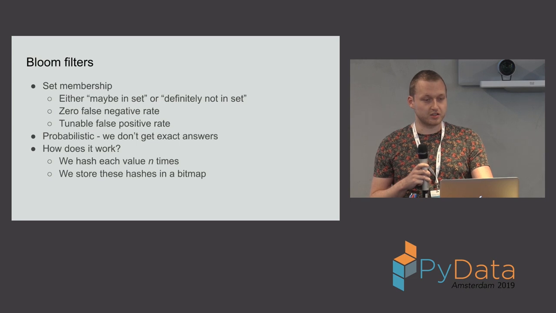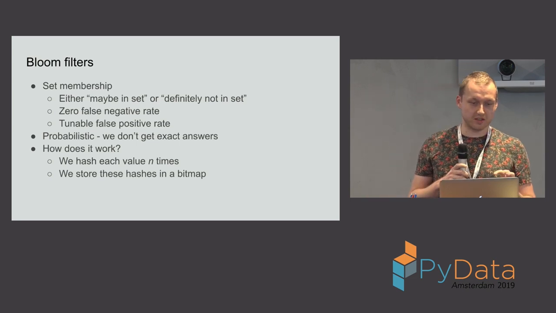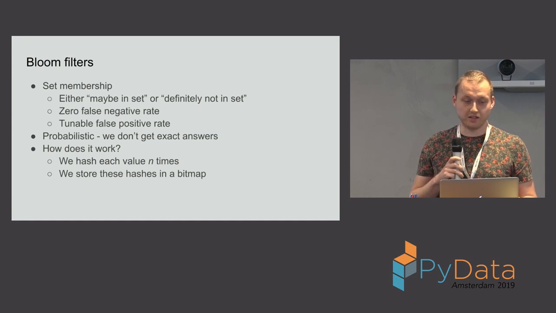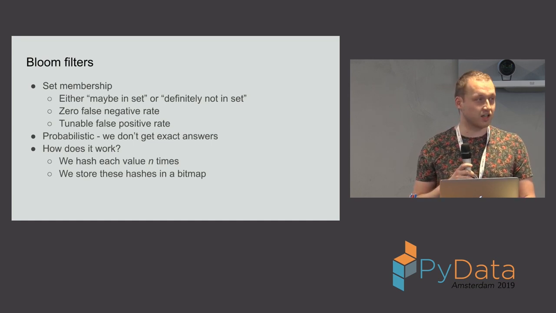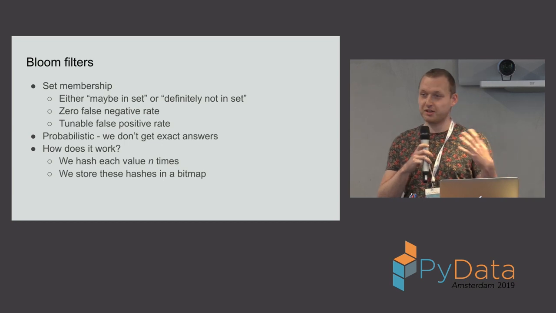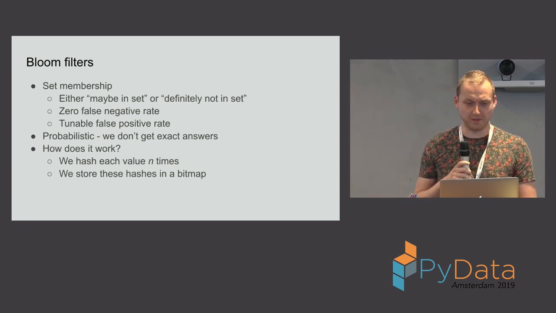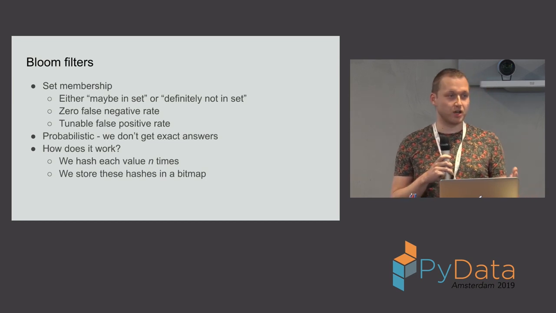What a Bloom filter does, just to preempt it, is that this is a probabilistic data structure, and that means that it doesn't give you exact answers, which might sound odd. Why would you save something that you can't retrieve one for one? But it's going to make sense in a minute.